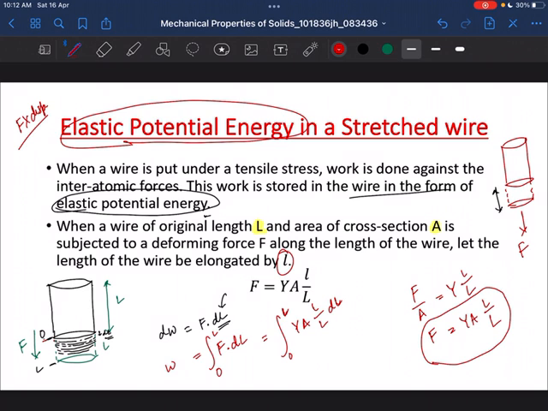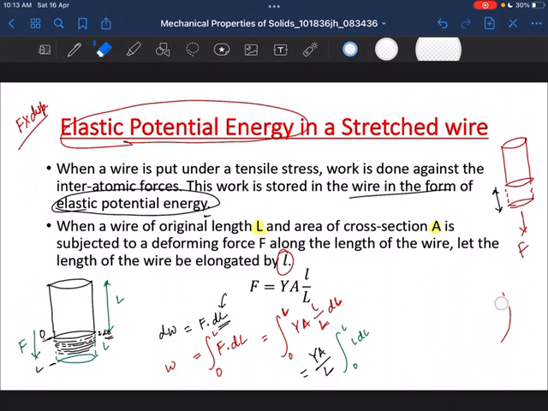So if you integrate this one, just like in differentiation, we take out all the constants. What are the constants here? Y, A and capital L are the constants, and we are integrating with respect to small l. So the variable of integration is l. So this is my integration of l dl from 0 to l, and as we know, the integration of l is l square by 2. So we get Y A divided by L into l square by 2.